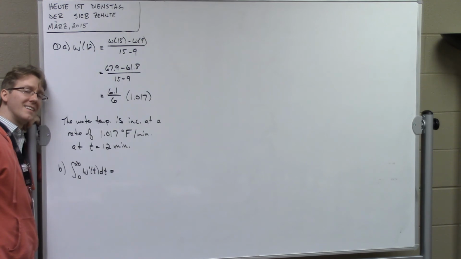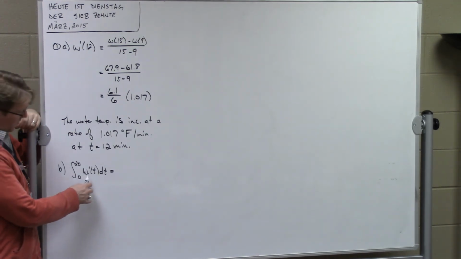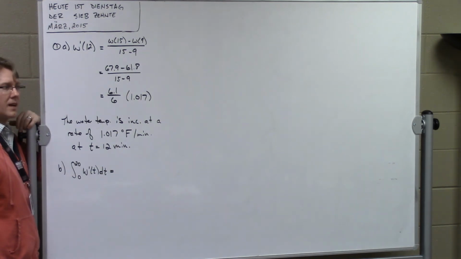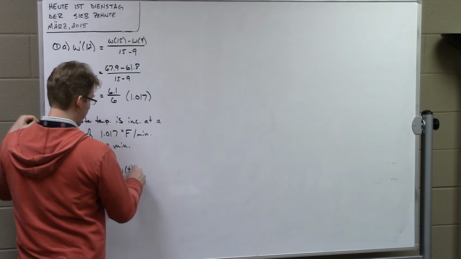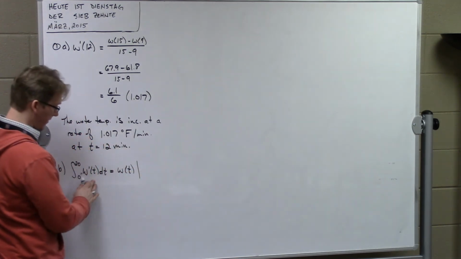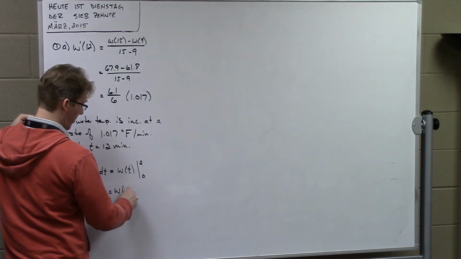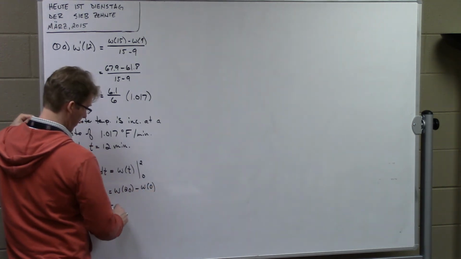Really who it's asking to do. Okay, it's the integral of W prime. What is the antiderivative of W prime? It's W. W of t evaluated from 0 to 20, which is W of 20 minus W of 0.